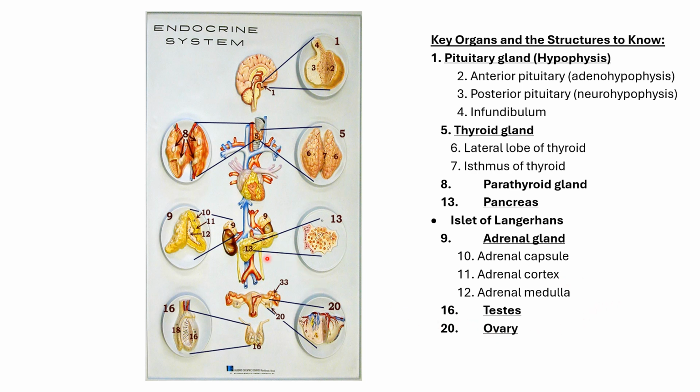And then moving to the pelvis we have testes and ovaries. Ovaries in the female, testes in the male. So these over here labeled number 20 are the ovaries. And this number 16 is the testes. So you have to recognize all of these organs of the endocrine system.